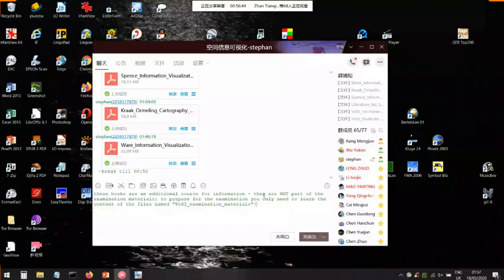So only the files named VOSI, examination materials, are relevant for the final exam, only those. Of course, feel free to use these books if you're interested. You are highly welcome to do that if you have the time. The first two, Spence and Clark Ormeling, are easier to read. A bit more difficult is the book of Colin Ware. But nevertheless, it's very interesting. I've used some of the materials, some of the figures, also some of the text of this book, especially when it's about perception related content.